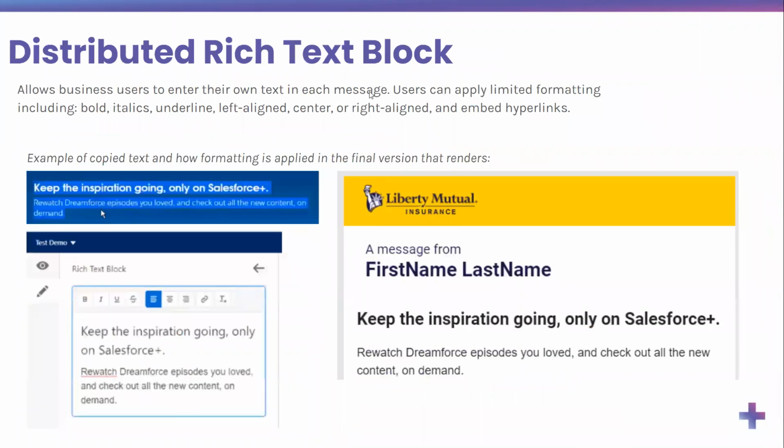The next type of block to point out is the distributed rich text block. And there's not a lot of differences between the plain text block and the rich text block, but the primary difference, as you can see in our example that I have highlighted here, is that I copied some text and the formatting is actually applied in the final version that renders.